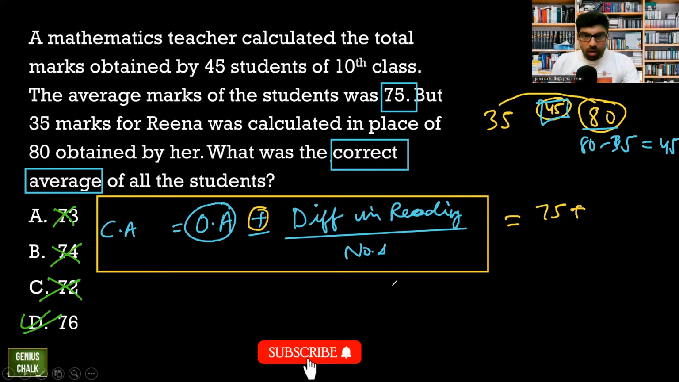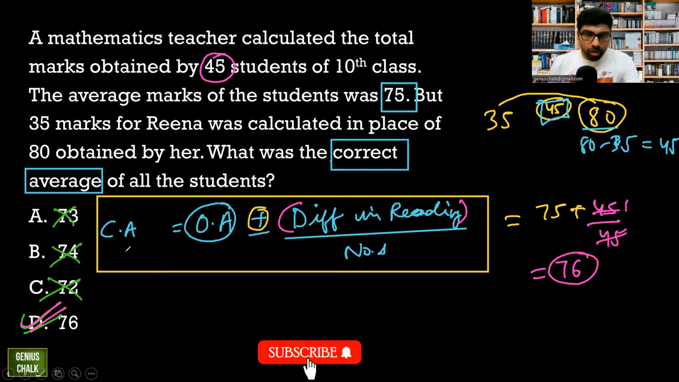Now, after writing plus, it is the difference in reading. What is the difference in reading? You can say it's 45. And how many people are there? Students are also 45. That means we'll divide it. 75 plus 1 becomes 76. So what is my answer? 76. We can prove it also.